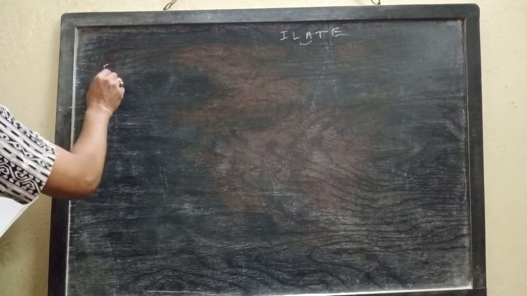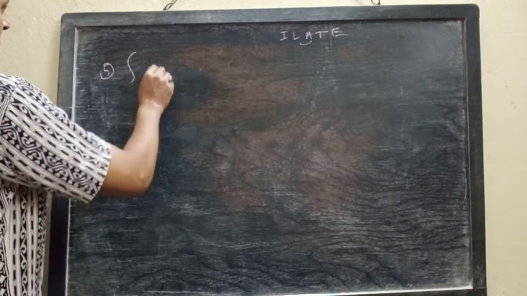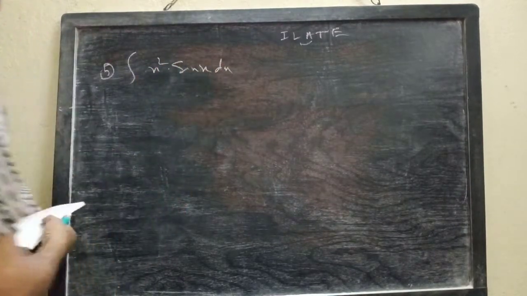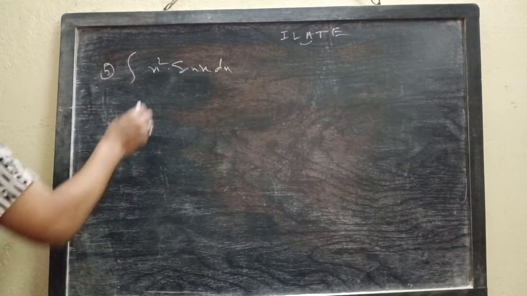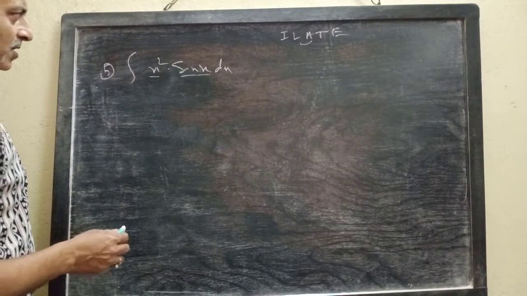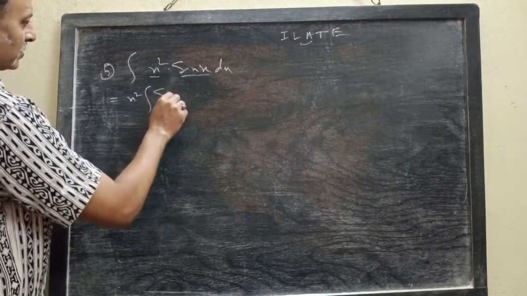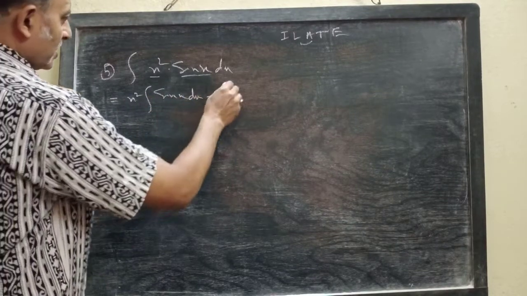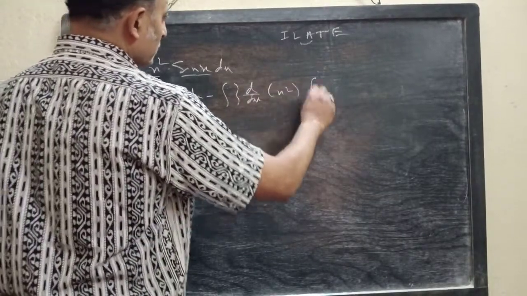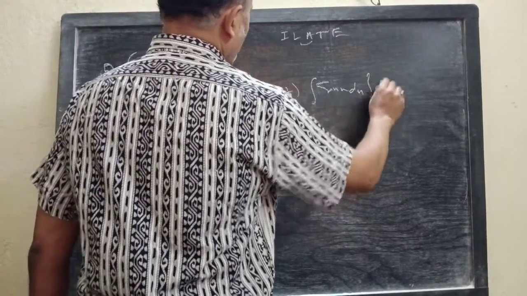Number 5. X square sin x dx. Look, algebraic, trigonometric. Algebraic occurs before T, so here x square will be your first function. X square integration sin x dx minus integration, derivative of first function, integral of second function, and the whole integral.